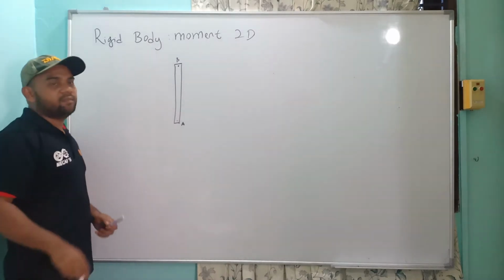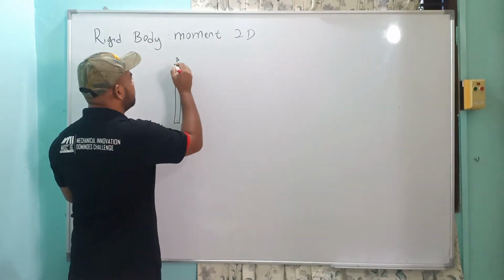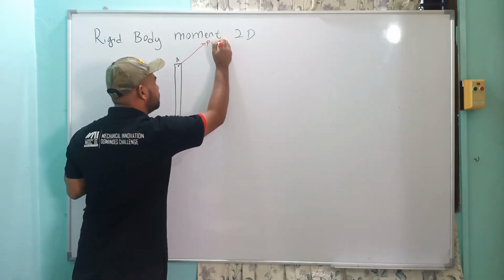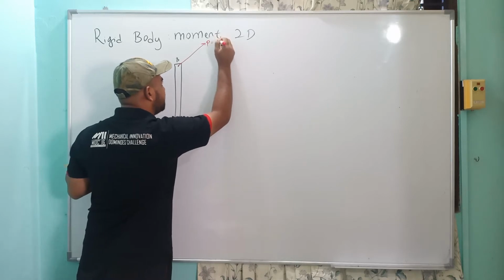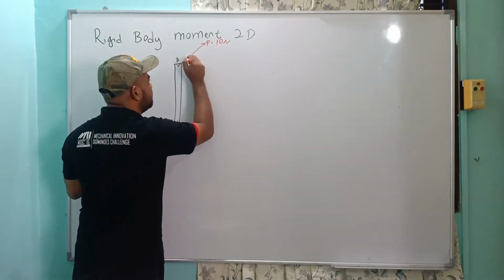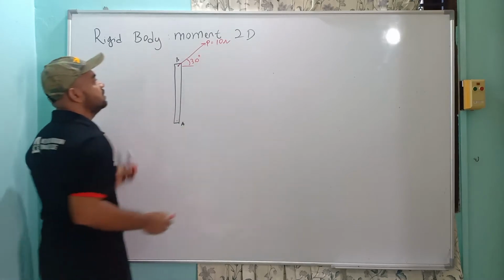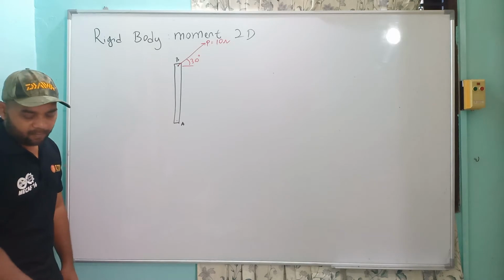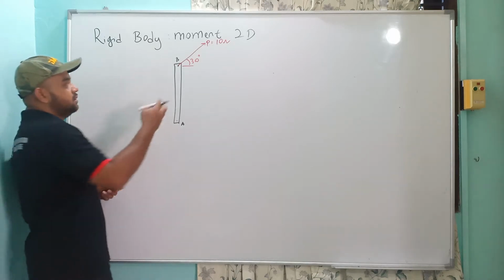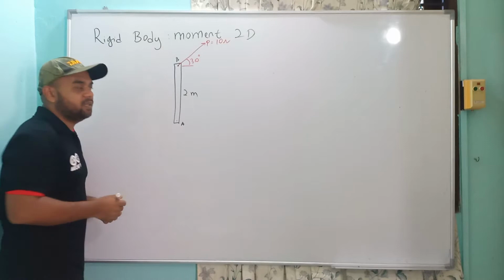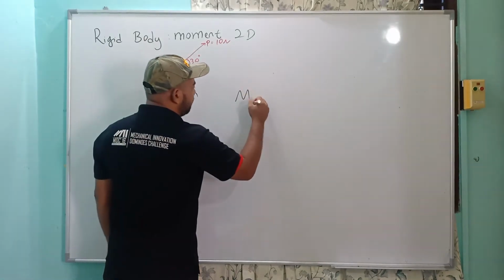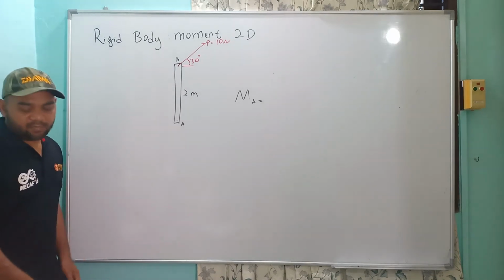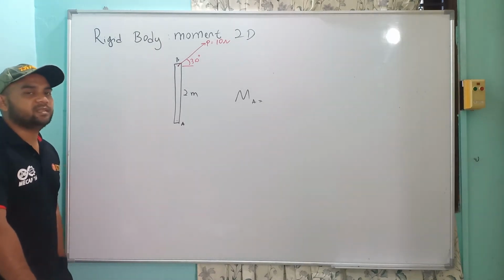Okay, but now my force goes in this direction. P equal to 10 Newton, and this one is 30 degrees. So now we have the force P equal to 10 Newton, same as the previous one. This is 2 meters. Why is the moment felt by point A? Why is the moment felt by point A in this case?